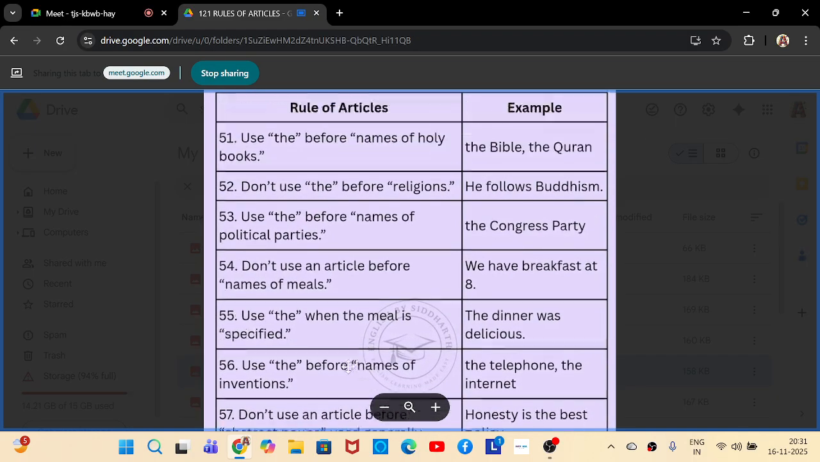Moving forward. 51st use says use the before names of holy books. Holy books are of course religious texts. So the three common religious books that we know are the Bible, the Quran, and the Bhagavad Gita. Right? Each text belongs to one particular religion.